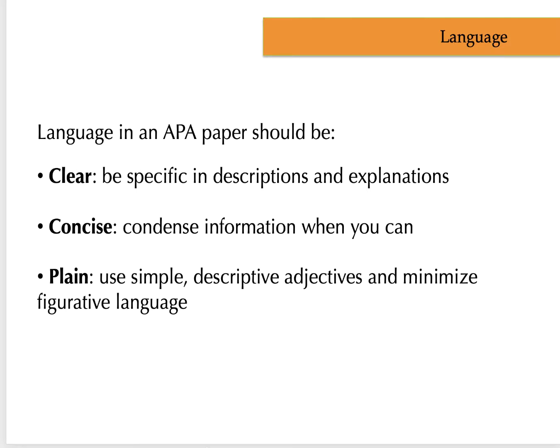So language in an APA paper should be clear, concise, and plain. So clarity and conciseness are the major concerns when reporting research in APA. It's not easy to balance clarity, which requires accuracy, and conciseness, which requires packaging information together. To achieve clarity, we as writers should avoid vague wording and be specific in descriptions and explanations. And to achieve conciseness, we, all of us, should condense information.